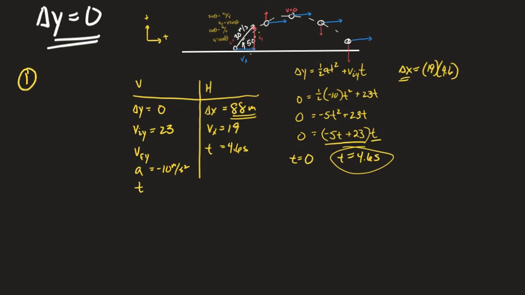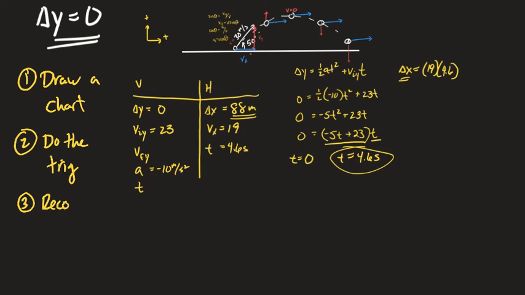Right? First thing, I suggested you draw your chart. I don't care if you write these things down. It's just I want to make sure that your notes are helpful. The second thing, do the trig. All right, we had trig in this one. So the second thing we did was we did the trig. The third thing was recognize that delta y equaled 0. That made this a little unique.